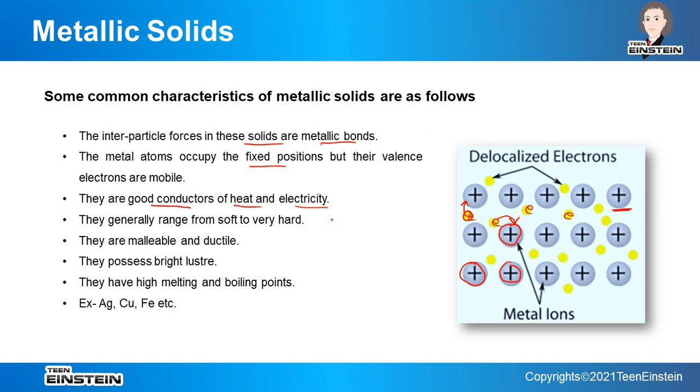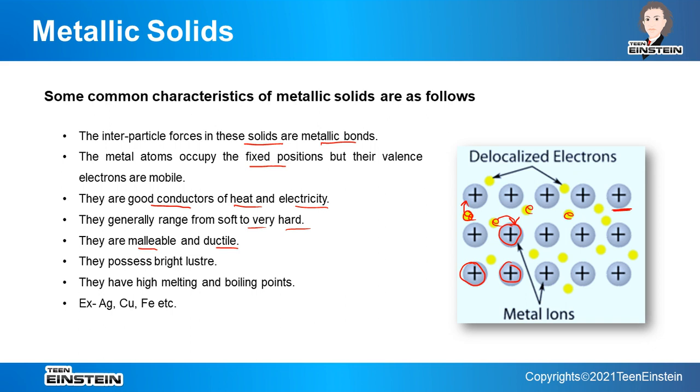We all know that metals are very good conductors of heat. That is, if we suppose we have a metal, any metallic thing, and if we are giving thermal energy at one point, then we can feel the thermal energy after some time on the other side also. So they can conduct thermal energy. They generally range from soft to very hard. So these metallic solids may be very soft or may be very hard. They are malleable and ductile. So malleable, this is a property.